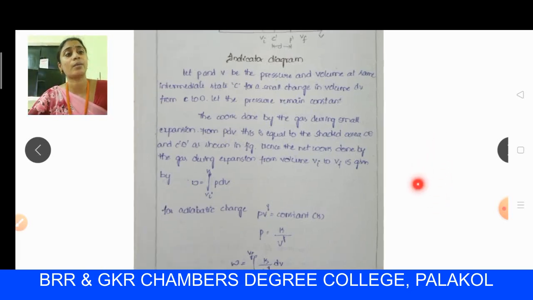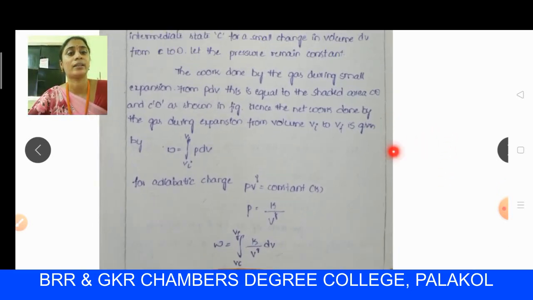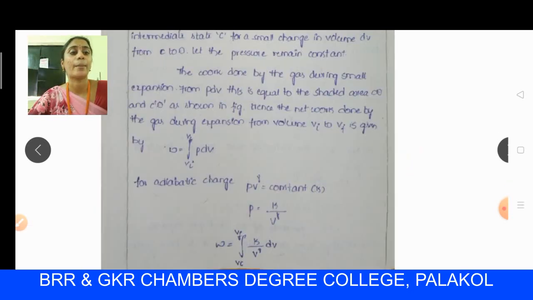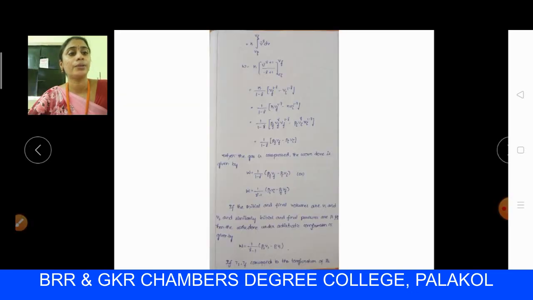As in the previous isothermal process, we can calculate the work done here also for the adiabatic change. We take PV^gamma equal to constant; for simplicity we write PV^gamma equal to K. Then P equal to K by V^gamma. We substitute this P equal to K by V^gamma in the work done W, which is the integral from Vi to Vf of K by V^gamma dV. Integrating this equation, K being constant, we write it before the integral: K times the integral from Vi to Vf of V^(-gamma) dV.